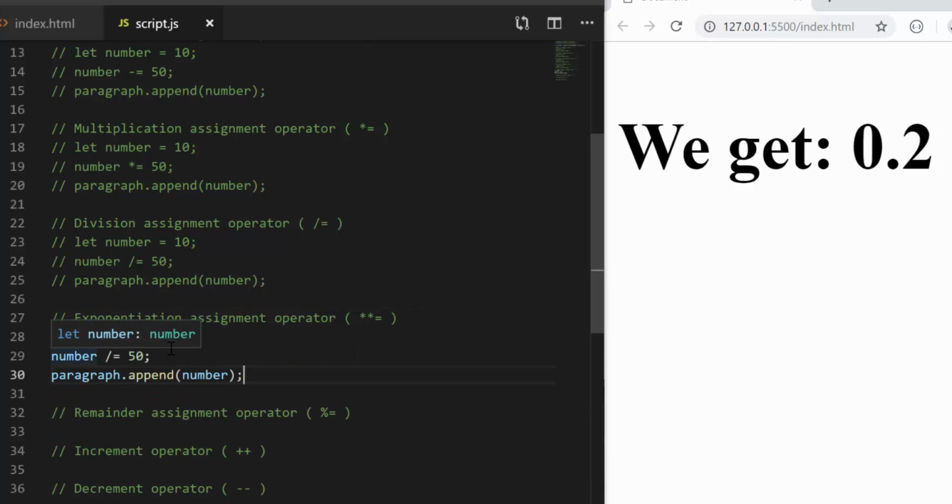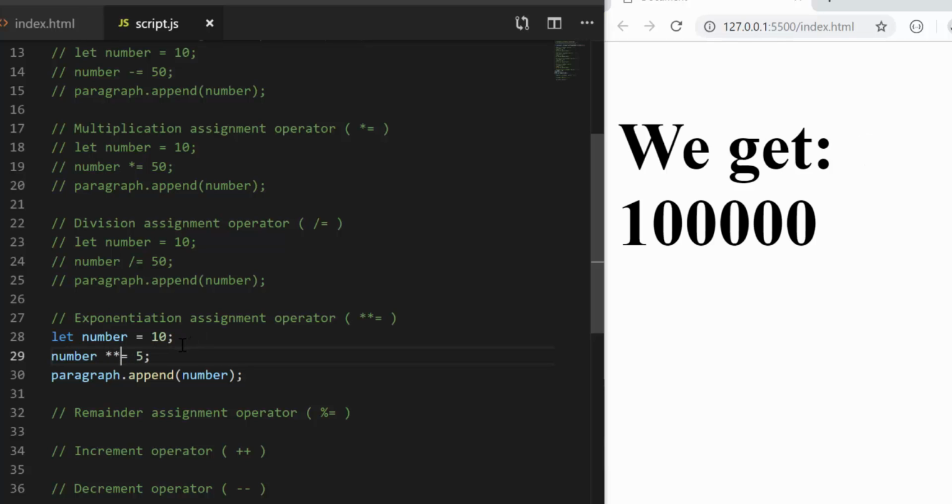Now, exponentiation assignment operator. So we have 10. To the power of 50 is going to give us a humongous number, which is not what I want. So I'm going to have this to the power of 5, but instead of divide, I'm going to have the exponent operator in front of the equal sign, in which case we get 5 zeros, 100,000.